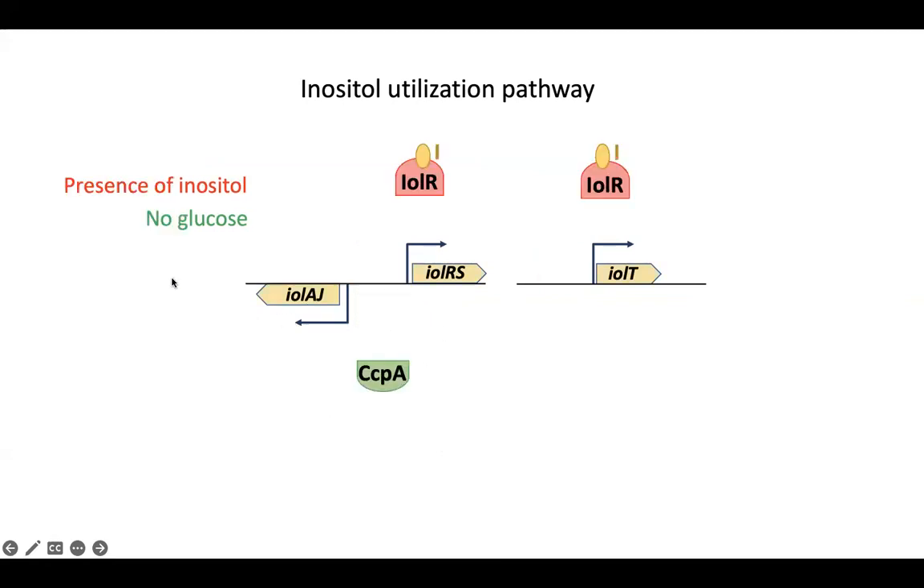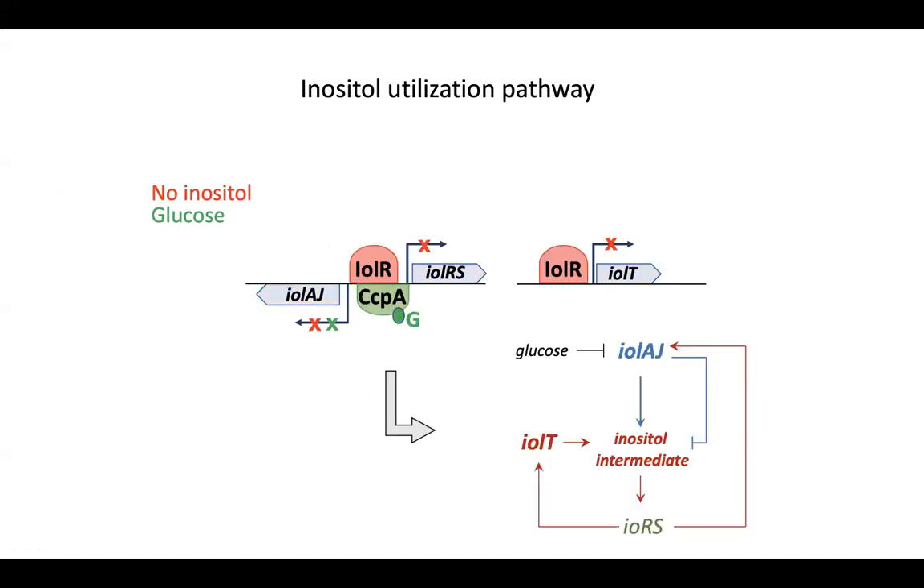So you need both signals, both the absence of glucose and the presence of inositol, to actually activate this full network. And then I think if we were to reconstruct this network and maybe do some dynamic modeling, we could probably figure out why it's heterogeneous, but we actually haven't explored it in the paper. So hopefully maybe in the future.